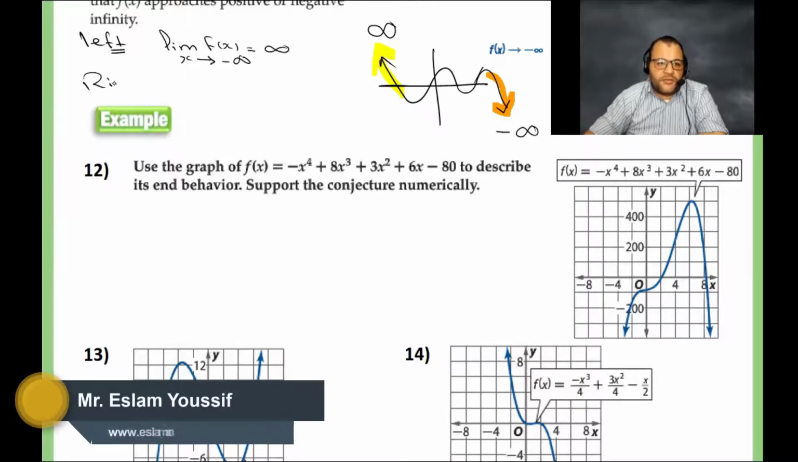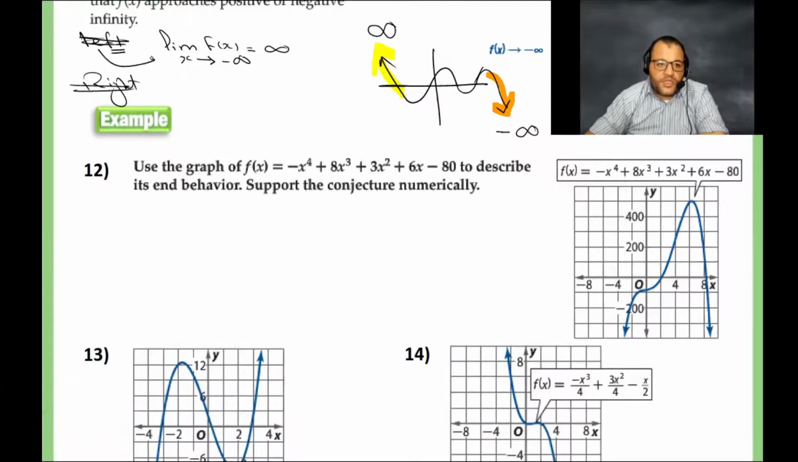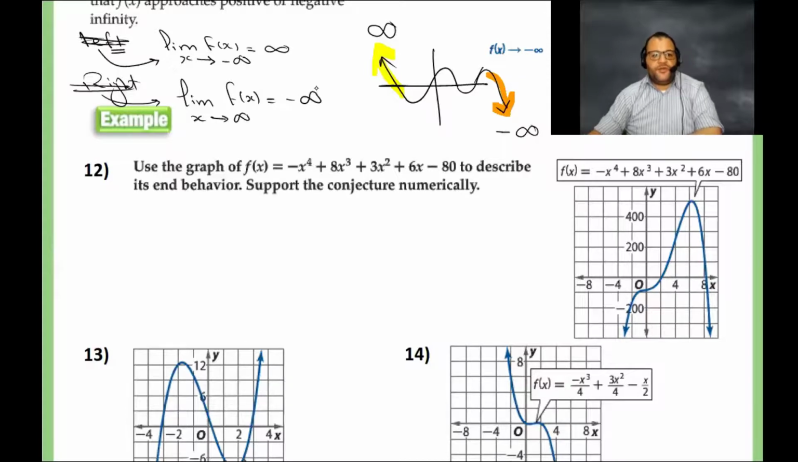At the right side. But we will not write left and right. That is just the meaning. I just explained what is the meaning of the left side and the right side. Limit at the right side, when x approaches positive infinity, the function is going to negative infinity. Any problem for this one?